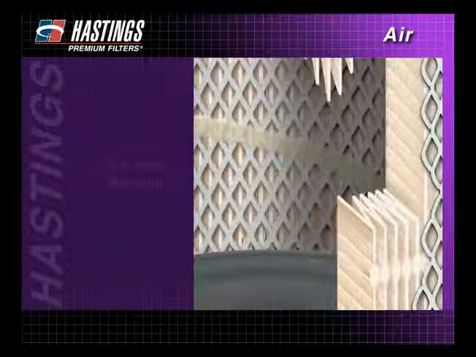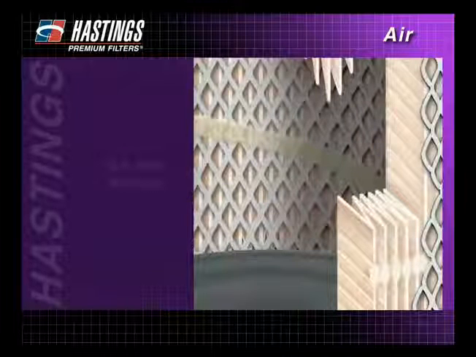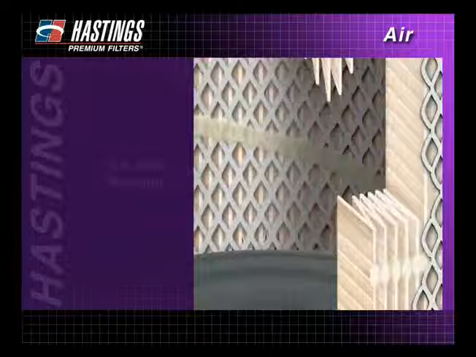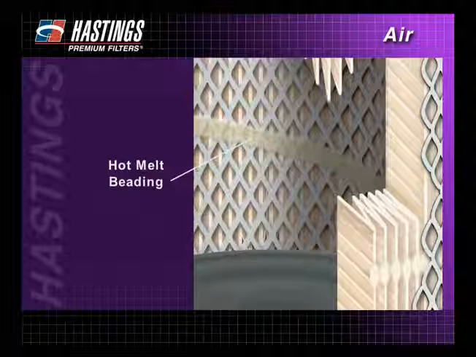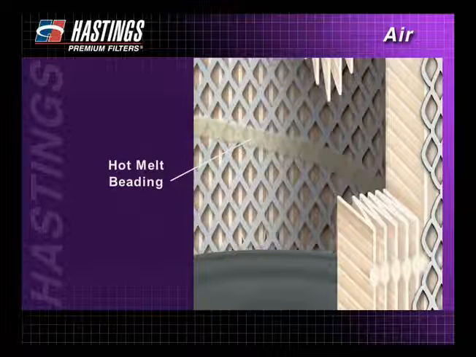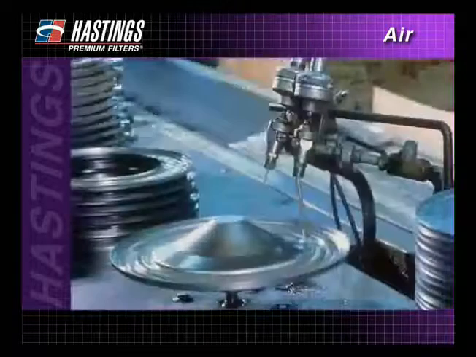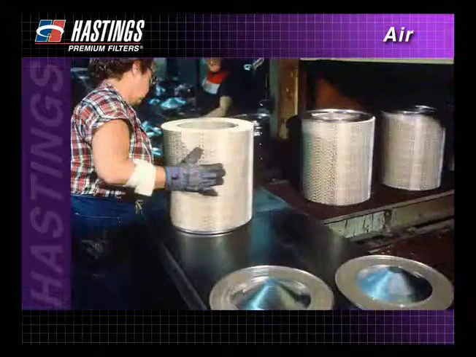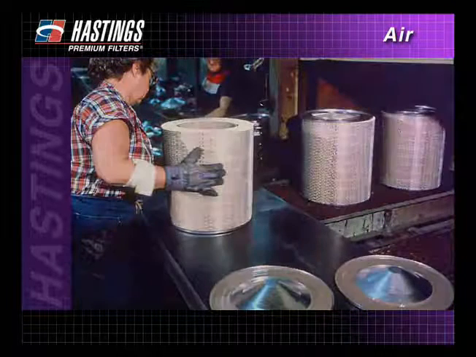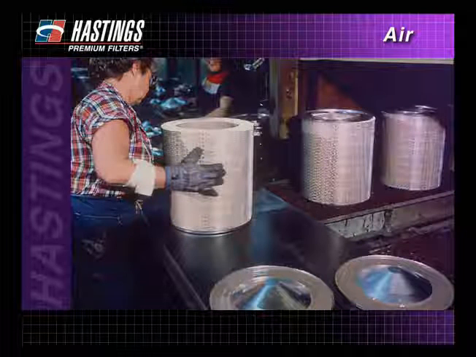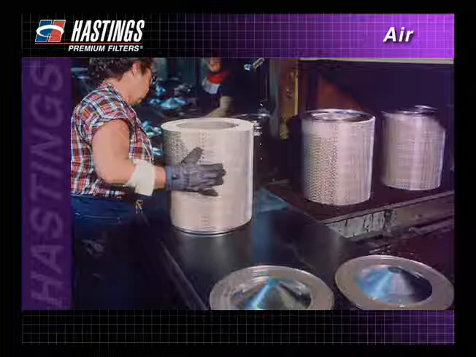In situations where larger filters require deep pleats or where there is high pulsation or direct side inlet flow, Hastings applies a special hot melt beading to lock the pleats in place and prevent bunching or excessive pleat movement. The final step in Hastings air filter construction is the application of a special potting compound to the end caps. This compound bonds the media pack, which includes the inner and outer metal wrappers, to the end caps, forming a strong, rigid package.